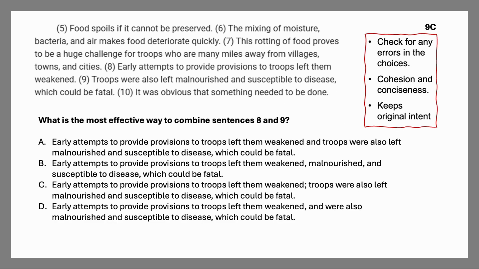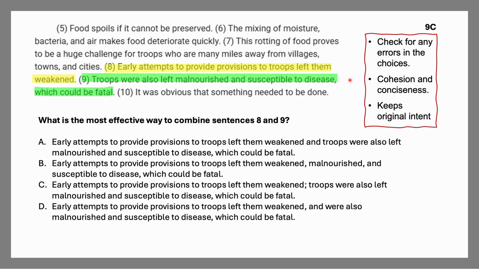So let's take a look at what that looks like as a multiple choice question. What is the most effective way to combine sentences 8 and 9? And so let's just take a look at those two. Early attempts to provide provisions to troops left them weakened. Troops were also left malnourished and susceptible to disease, which could be fatal.